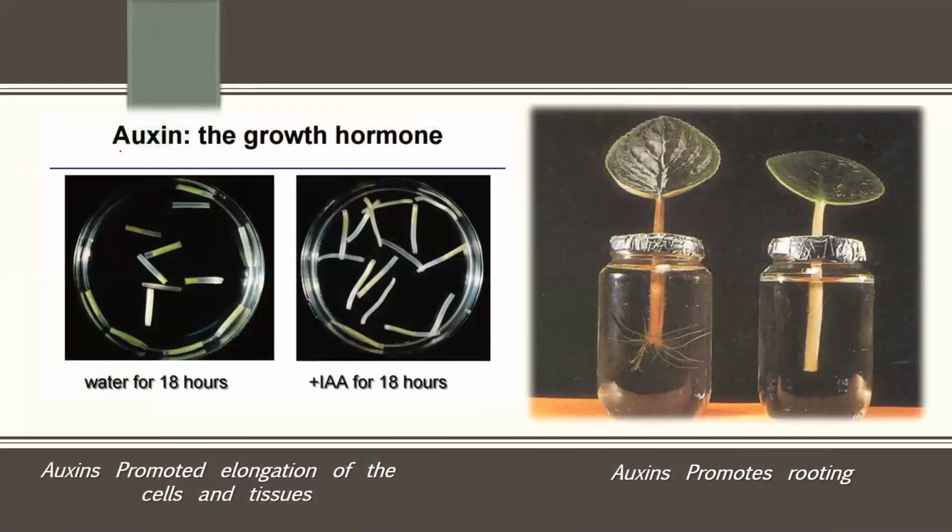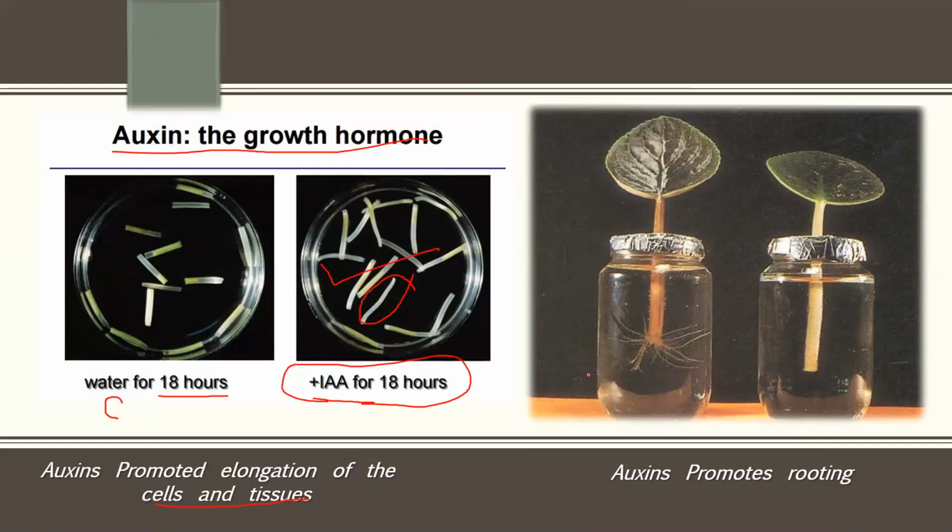Now the most important part of this is that auxin promotes elongation of cells and tissues. As we see, auxin promotes formation of expansin protein, and that leads to cell elongation. So here is the control series where water for 18 hours is given, the control series without auxin. And if we add auxin to this solution, then we can see elongated cells.